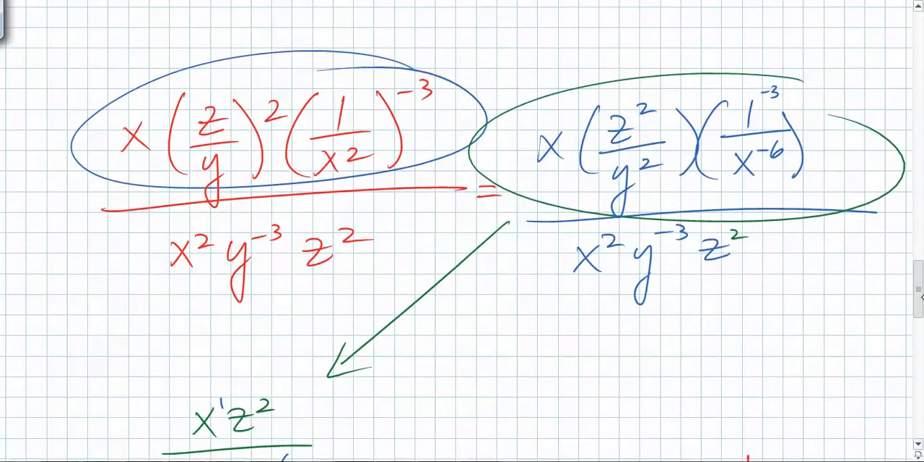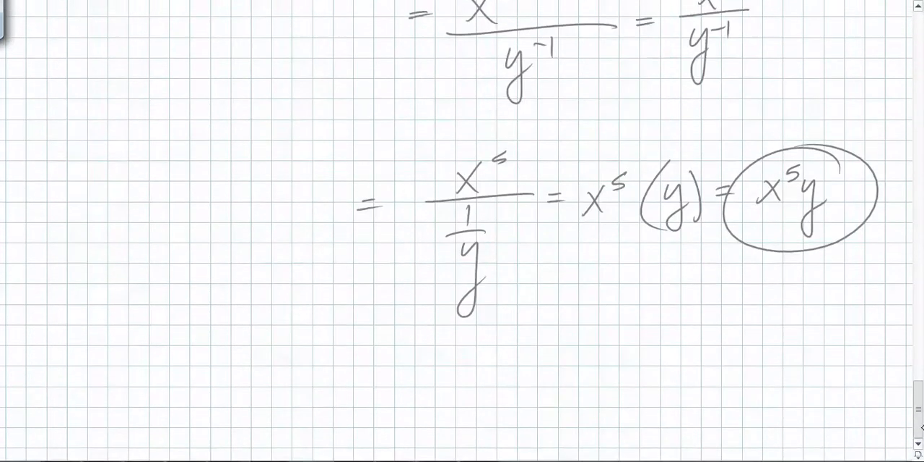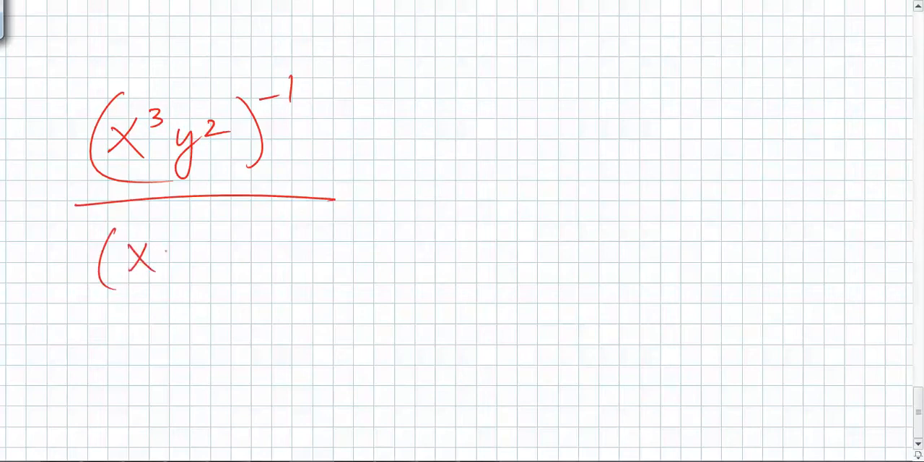It's a lot of work, and you have to take it in pieces. Let's do one more. Let's say we had x to the third y squared to the negative 1 over x squared y to the third to the negative 2. Let's distribute the powers first. What does the top become?